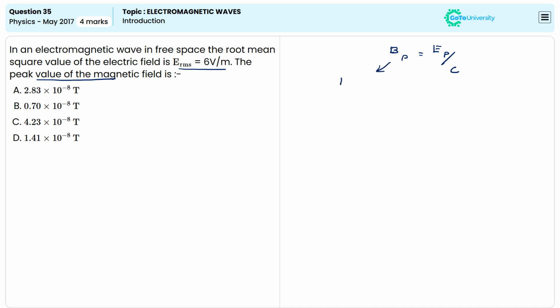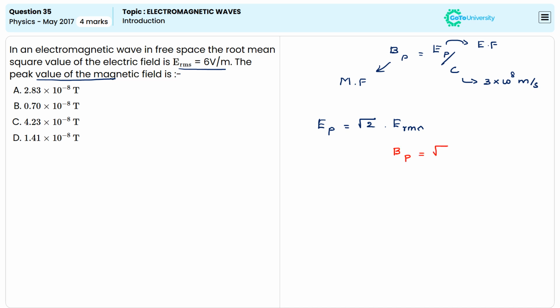Whereas B is representing the magnetic field, E is representing the instantaneous electric field, and C is representing the speed of light, which is 3 times 10 to the power 8 meter per second. So here in the question we have only the ERMS value. It's known that the peak value of electric field is equal to root 2 times ERMS. So we can rearrange the equation of peak value of magnetic field in terms of ERMS.